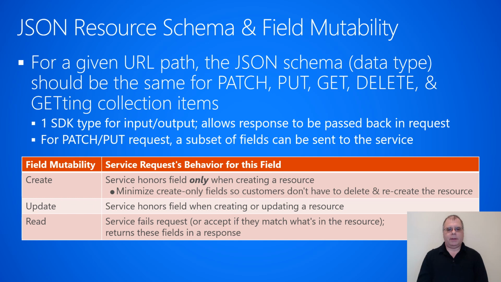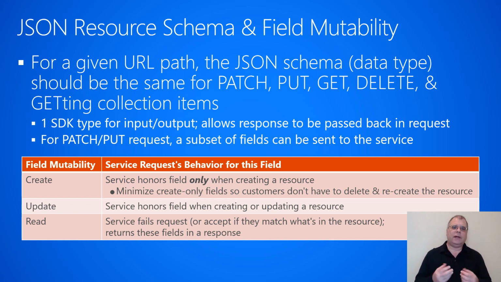Now I'd like to talk a bit more about the JSON resource schema and field mutability. For any given URL path to a resource, you'll define a JSON schema. That will get turned into some data type or structure in a client library that a customer might be using. And we want that data structure to be the same one that's used for all of the HTTP methods that talk to this kind of resource. That is patch, put, get, delete, and even when getting the items of a collection.